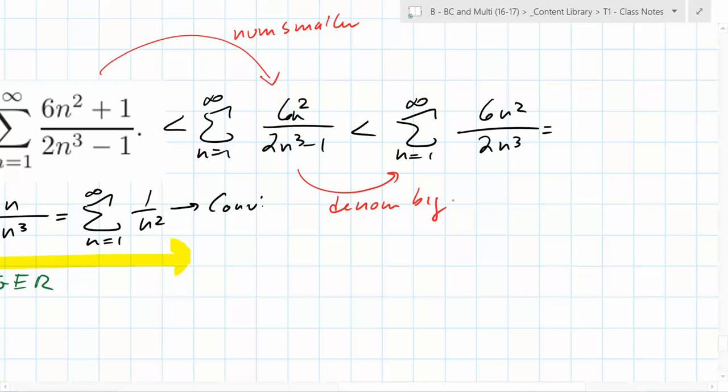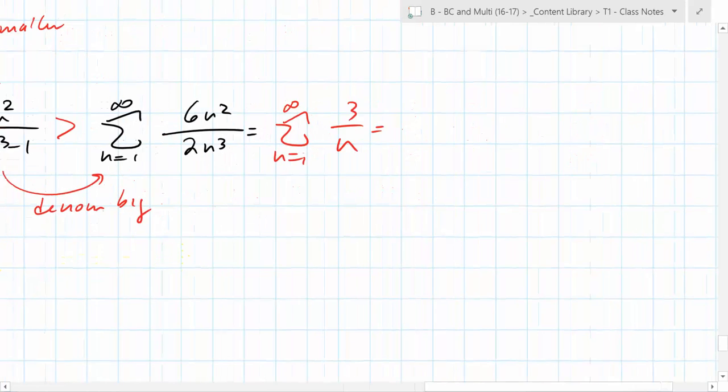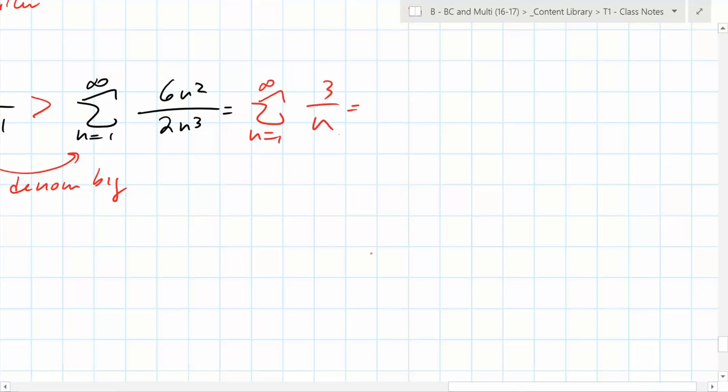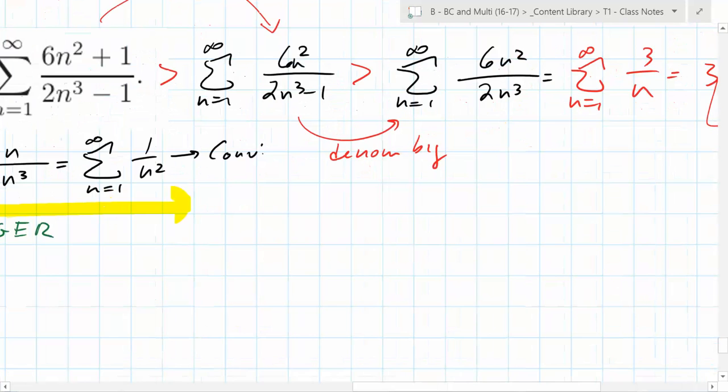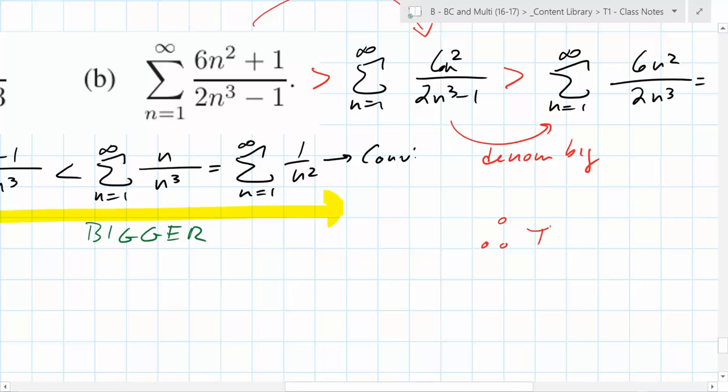Oh, sorry. I'm writing the wrong symbol. It goes like this, right? Right, everybody? If we make the numerator smaller, it makes the whole thing smaller. If we make the denominator bigger, it makes the whole thing smaller. So smaller, smaller. Can we simplify that? Yeah. What's that simplify to? The sum from n equals 1 to infinity of 3 over n. And that's just 3 times, factor out the 3 times this. But what is that? Harmonic. So it diverges. Do you know what the 3 dots mean? Yes, you can use that.